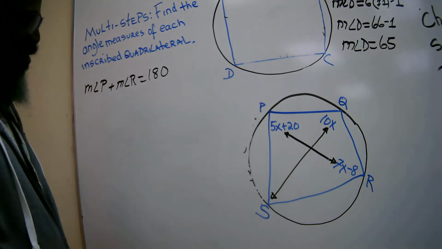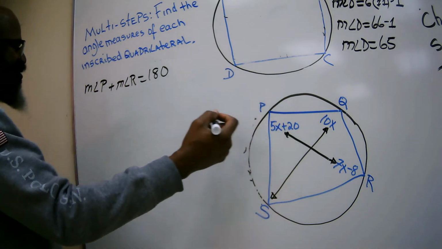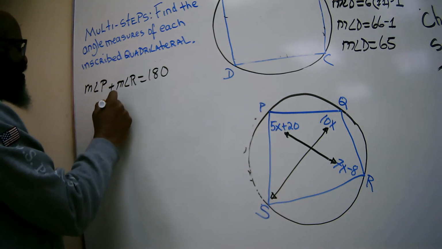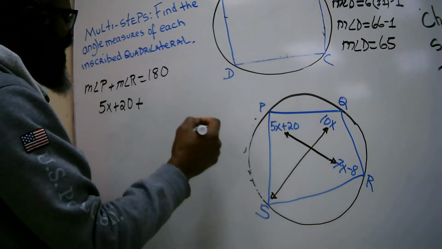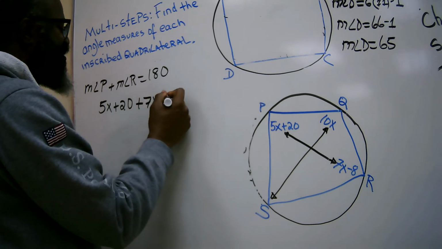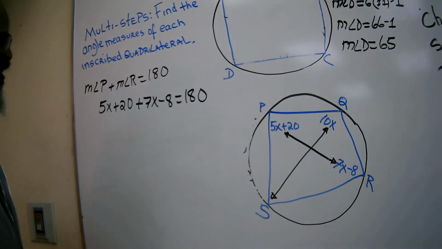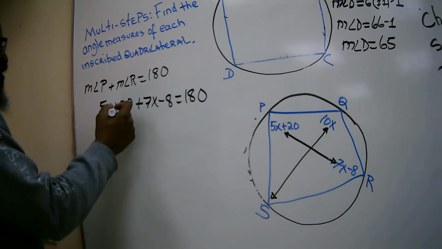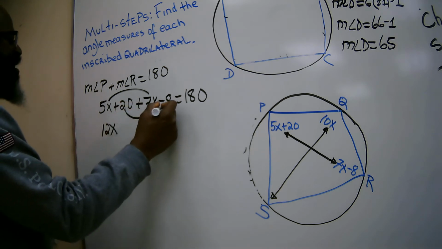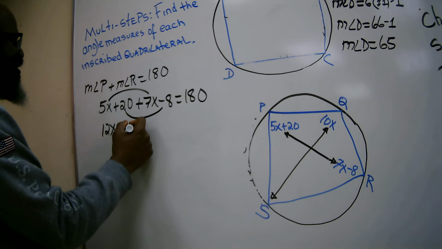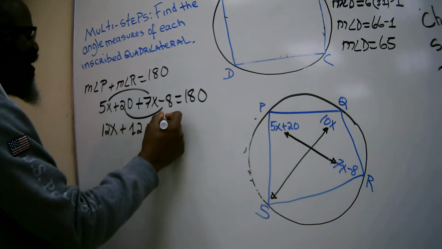In that model equation, I'm going to substitute my algebraic expression where it says P. That will be 5x plus 20 plus angle R, which is 7x minus 8, is equal to 180. This is my model equation. Now I need to simplify my equation. That will give me 12x plus 20 minus 8, which is plus 12. That will be 12x plus 12 is equal to 180.